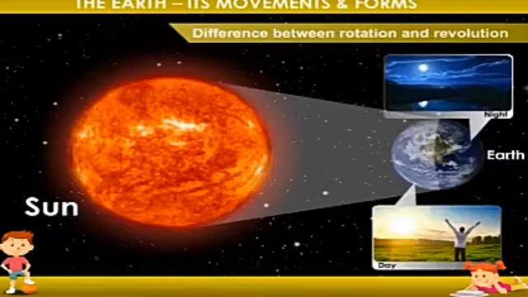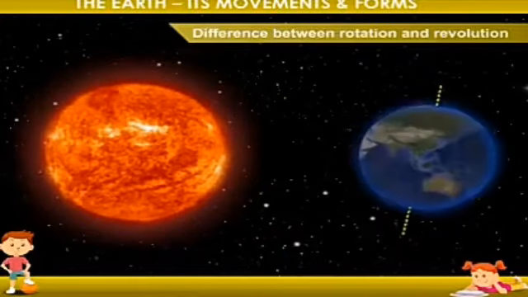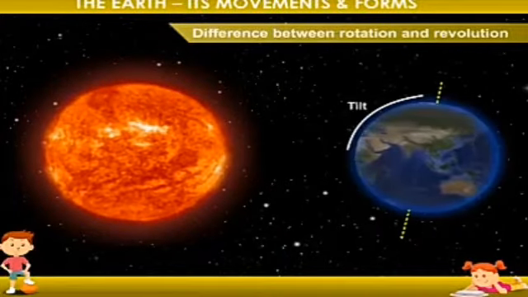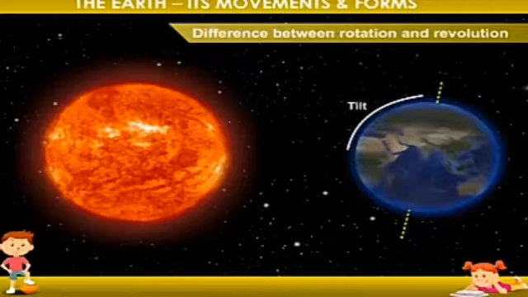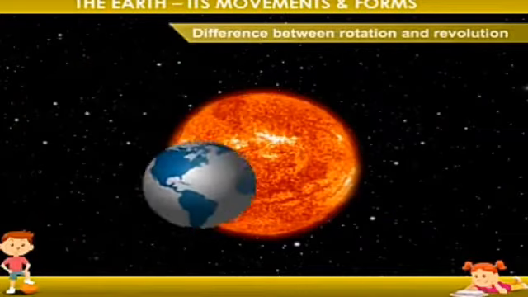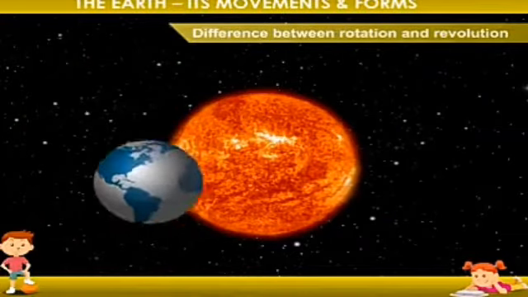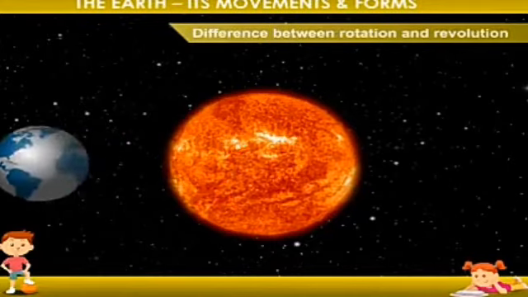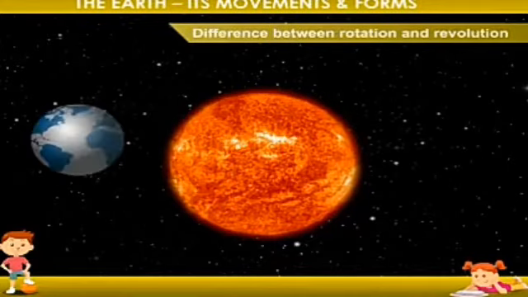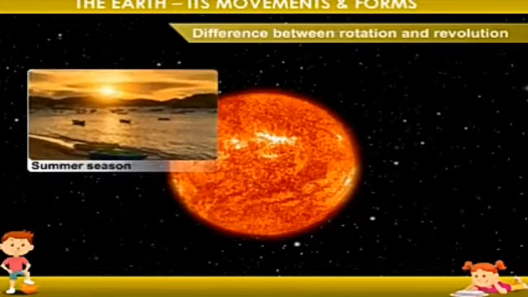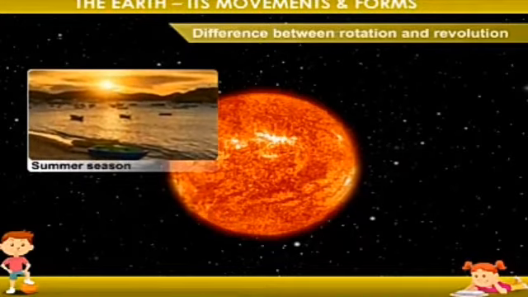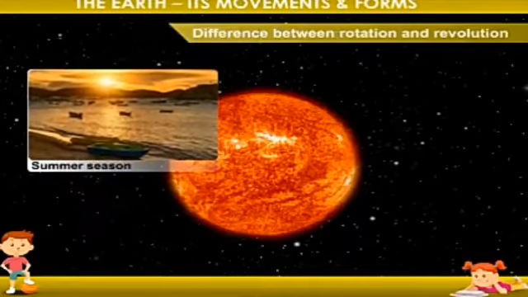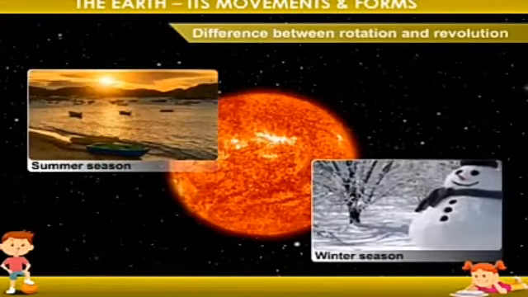We have different seasons on the Earth. This is because the Earth tilts to one side as it revolves around the Sun. This makes different parts of the Earth come closer to the Sun at different times of the year. The part closer to the Sun gets more heat, so it has summer. The other part, not closer to the Sun, gets less heat and has winter.